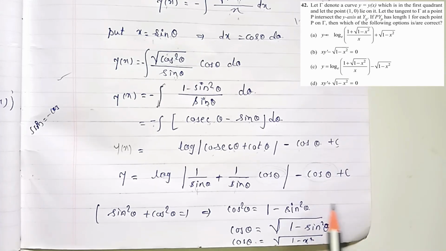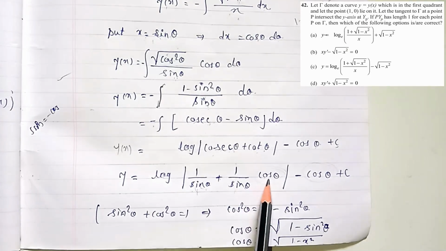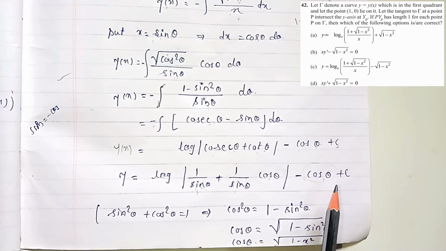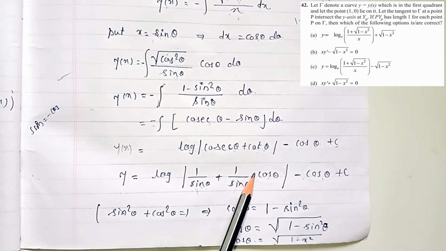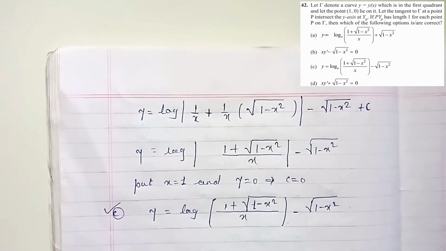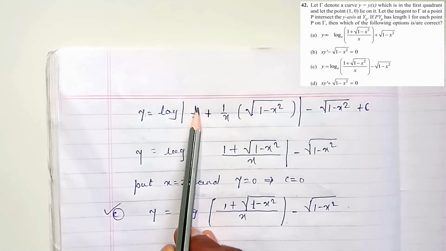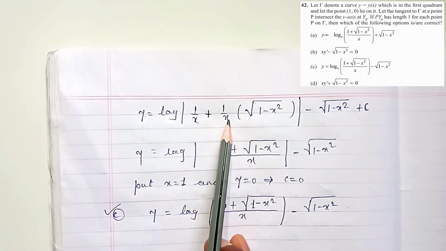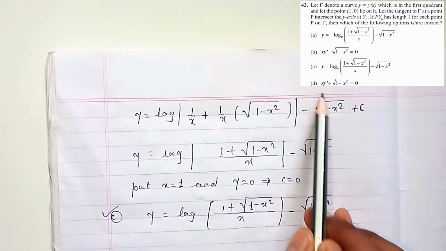And 1 upon sin theta means 1 upon x. So we get 1 upon x plus 1 upon x square root of 1 minus x square, minus square root of 1 minus x square. Just substitute these two values here, and we'll get the next step. So y is equal to log of modulus of 1 upon sin theta plus 1 upon sin theta times cos theta value, minus cos theta value, plus c.